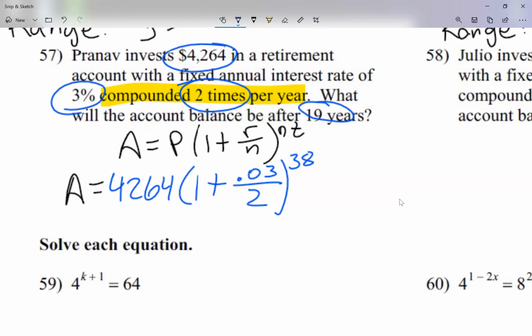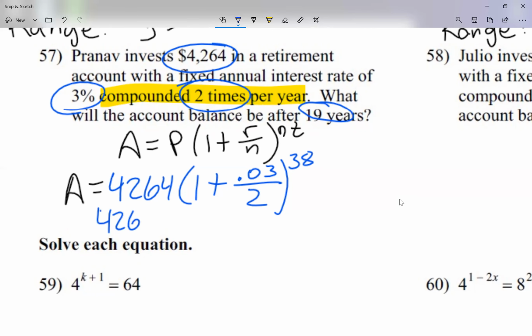Now, do the parentheses first. 0.03 divided by 2 plus 1. So you have, don't do anything to the principal just yet. Just do the parentheses, but you have to divide before you add. So 0.03 divided by 2 plus 1. So that should give you something like 1.015 to the 38. All right, so do the parentheses to the 38.